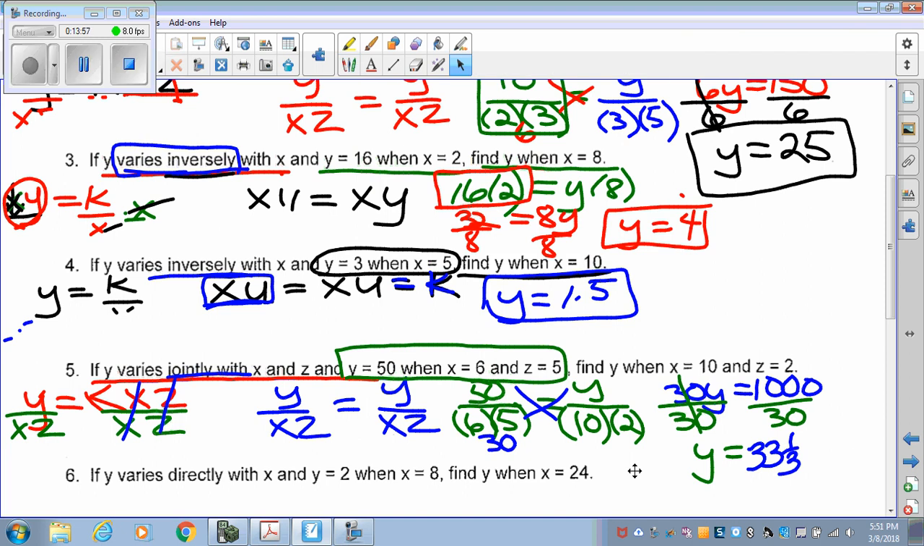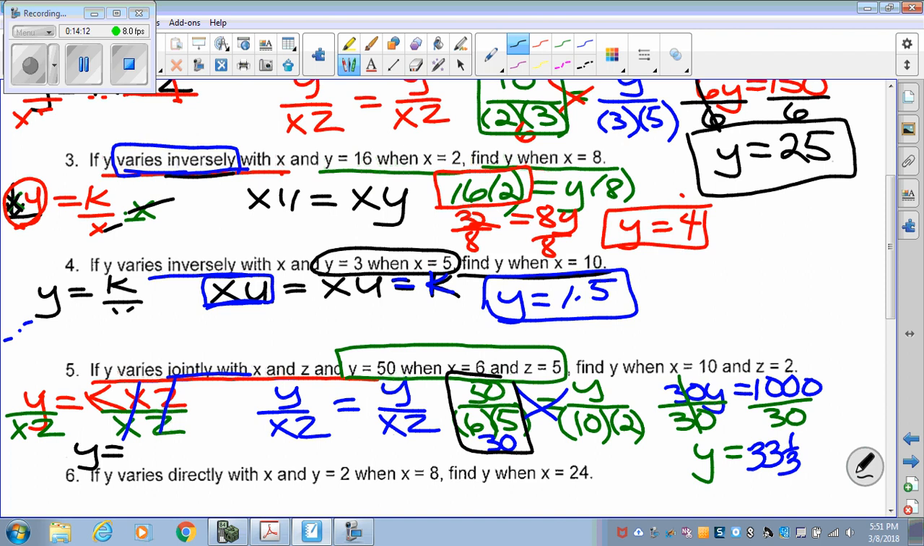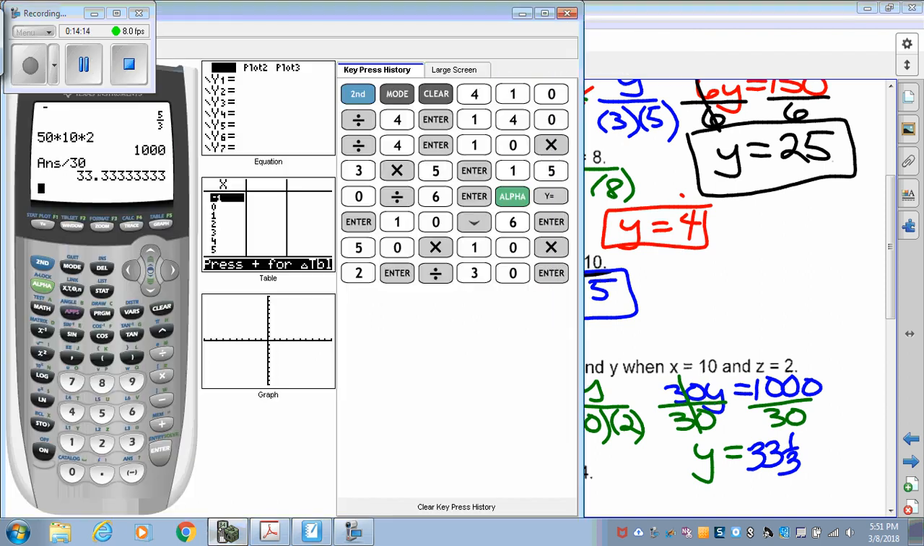Alrighty. So very good. Now if I want to go back and write the model, I would say y varies jointly. So what's my constant? Let's see, that would be y over xz. So that's this, right? 50 over 30.